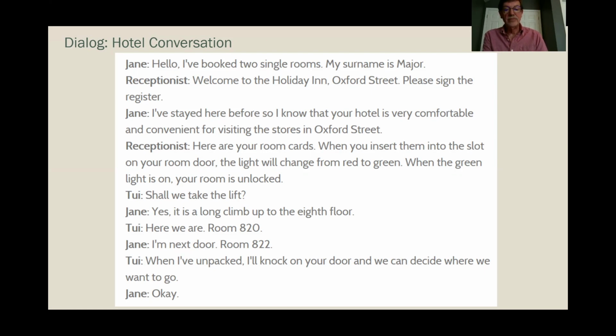Jane: Yes. It's a long climb up to the 8th floor. Tweed: Please, here we are, room 820. Jane: I'm next door, 822. Tweed: When I've unpacked, I'll knock on your door and you can decide where we want to go.